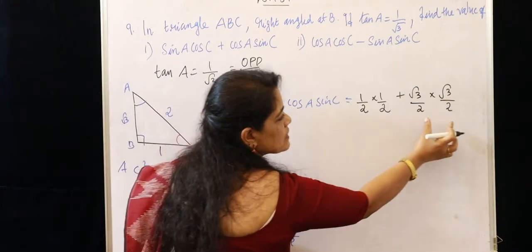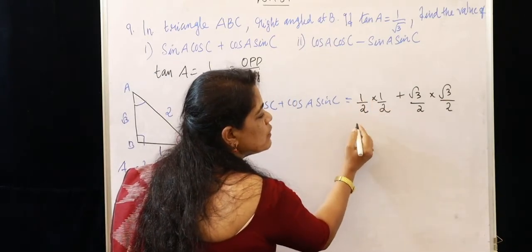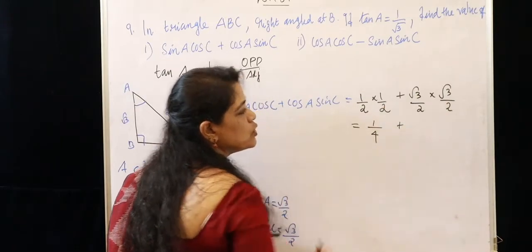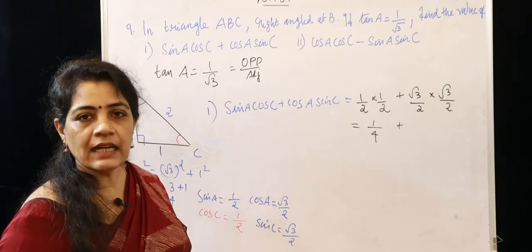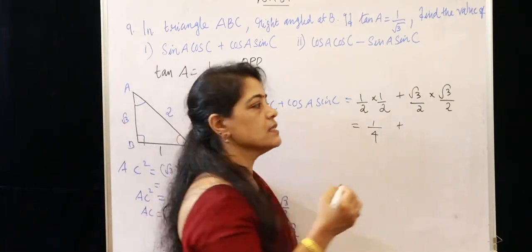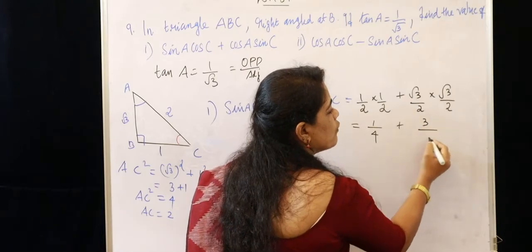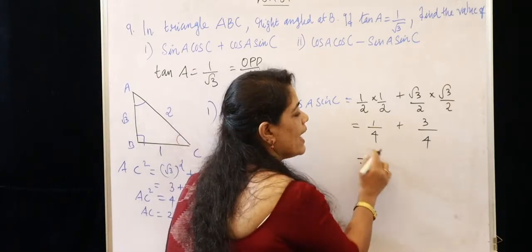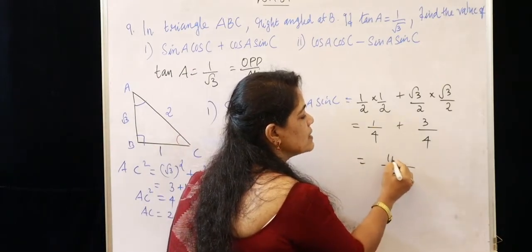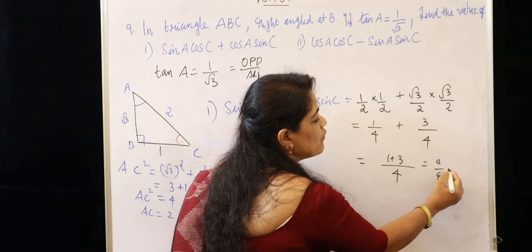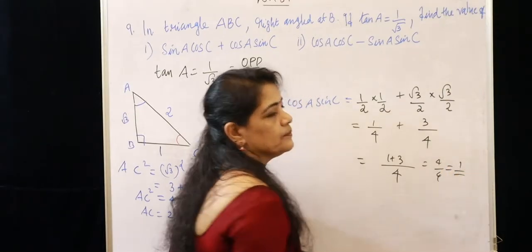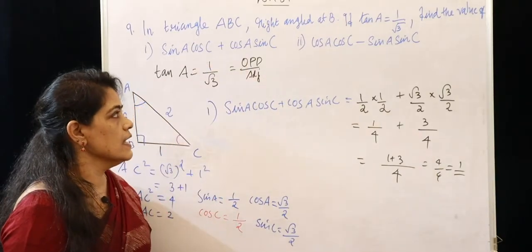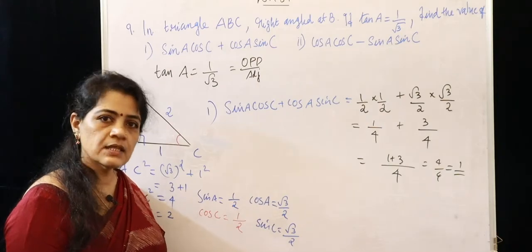This is the first term, this is the second term. 1 by 2 into 1 by 2: multiply the numerators, 1 by 4, and denominators 2 twos are 4. And in the second term, root 3 into root 3, that is 3 divided by 4. 1 by 4 plus 3 by 4, being like fractions with the same denominator, 1 plus 3 is 4 by 4, that is 1. That means sin A cos C plus cos A sin C is equal to 1. That is the first part.